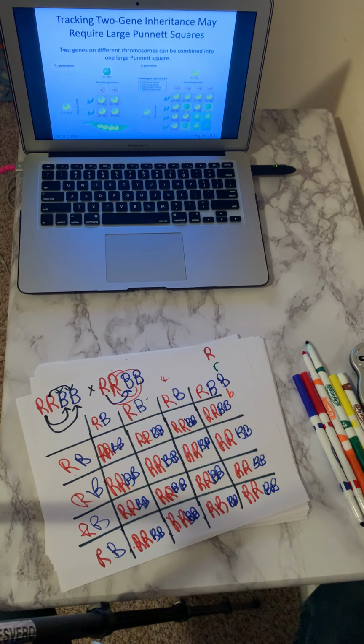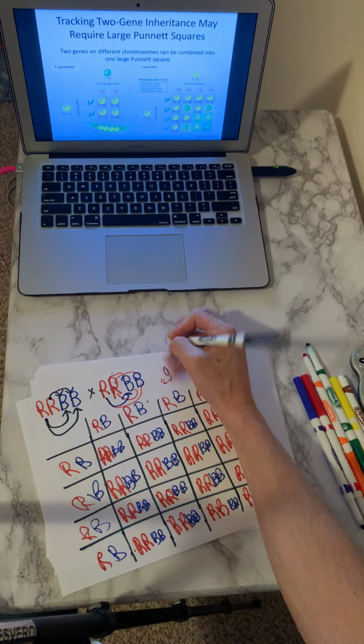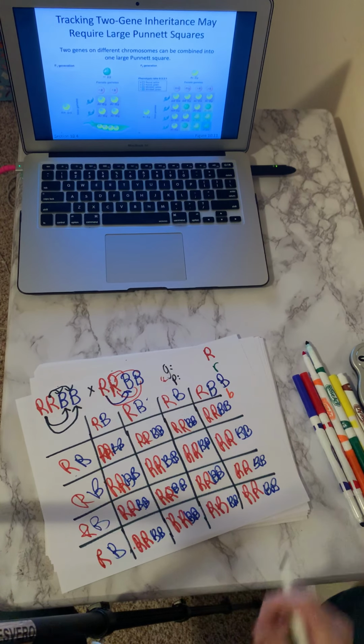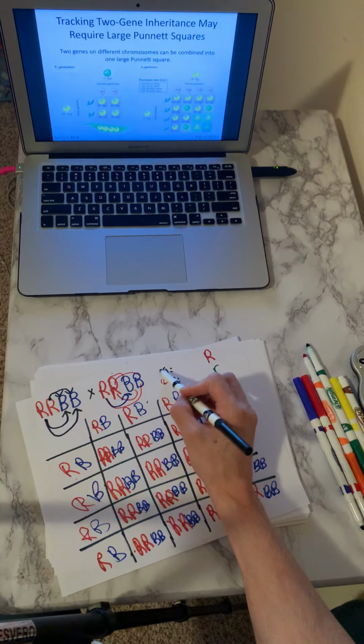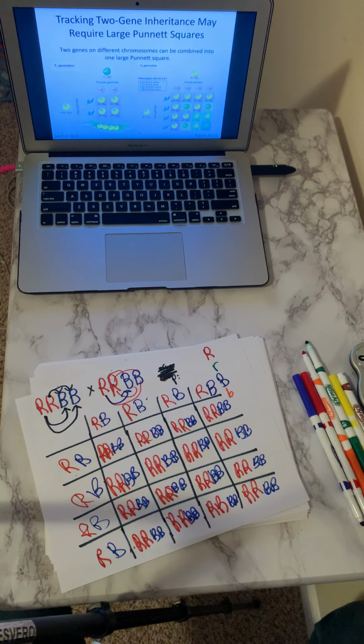Let's go ahead and report our phenotypic and our genotypic ratios. I'm not going to make you report the genotypic ratios. That would be horrible. You would have to go through and count all of these together. That would not be fun for these big guys. So for the genotypic ratios, we're not going to report that. That would be a lot of counting.